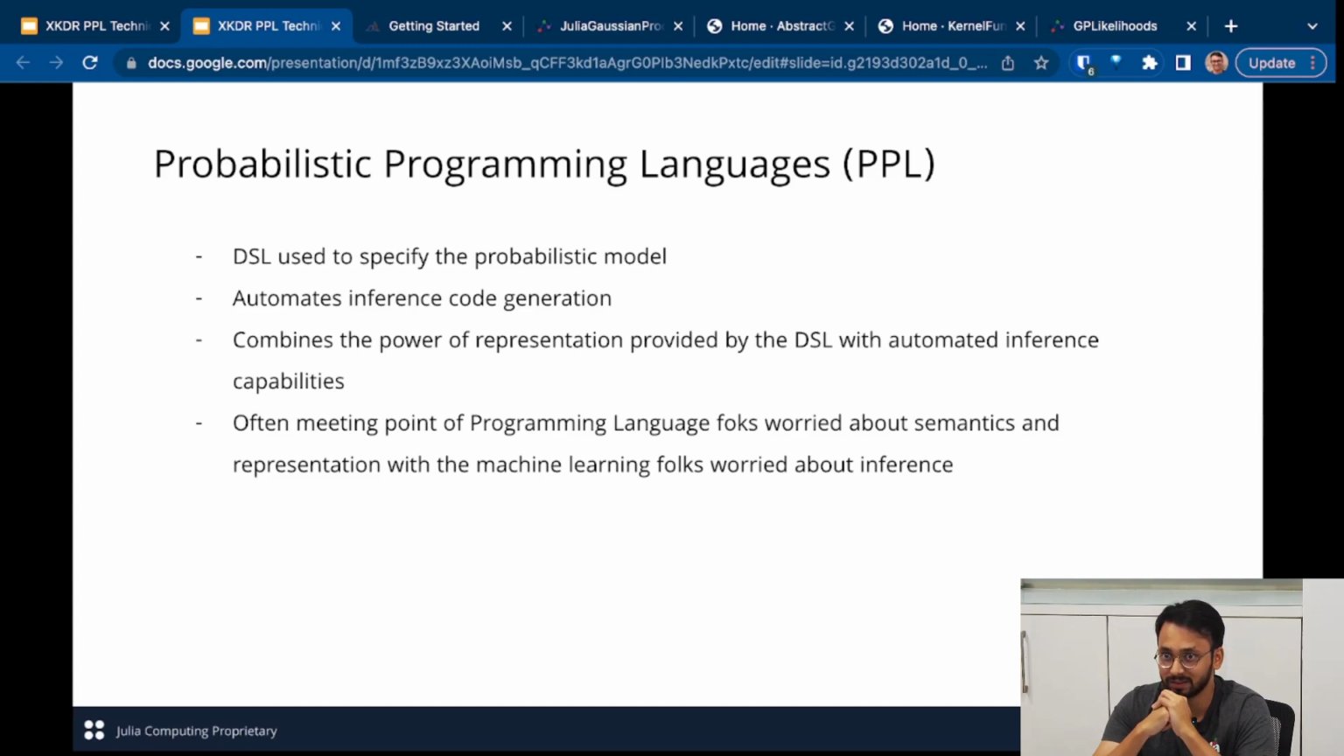So this summarizes everything, and one thing to note here is that probabilistic programming languages try to combine the representative power provided by the DSL with the automated inference capabilities which the PPL provides. That's why it often ends up being the meeting point of programming language folks who are worried about semantics, and machine learning folks who are worried about really good inference, which gives good posterior estimation.